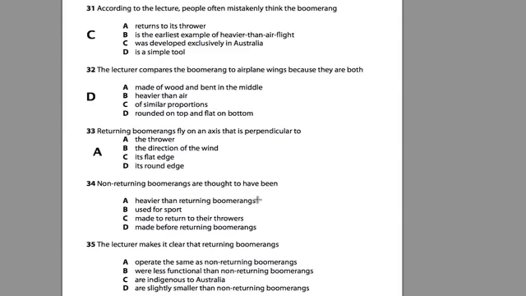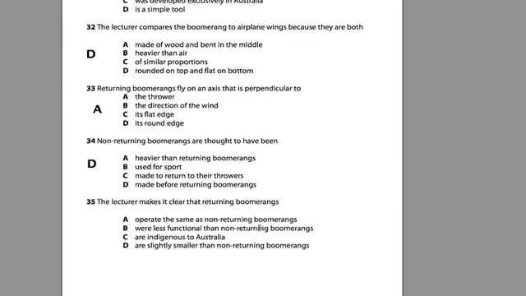Non-returning boomerangs are thought to have been heavier than returning boomerangs, used for sport. Not that, because we know he mentions that returning boomerangs were used for sport and fun. Made to return to their throwers? No, because it's a non-returning boomerang. Made before returning boomerangs. And letter A is not mentioned, so the answer is D, made before returning boomerangs. In the recording, he says that anthropologists believe that they had a purpose, which was hunting, and therefore they were likely made before the returning boomerang was made.